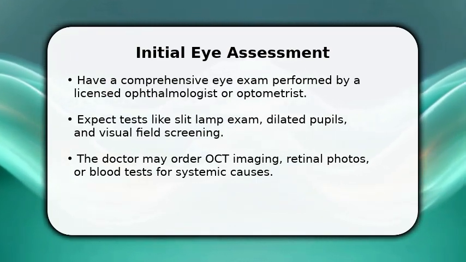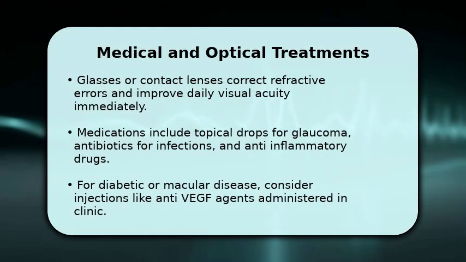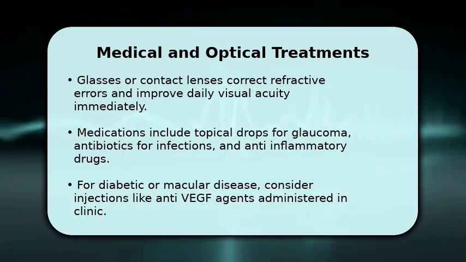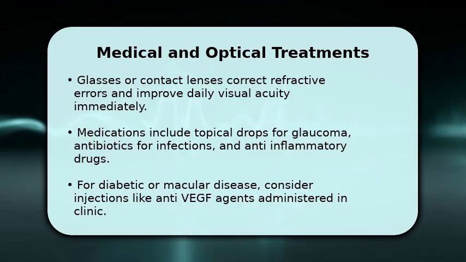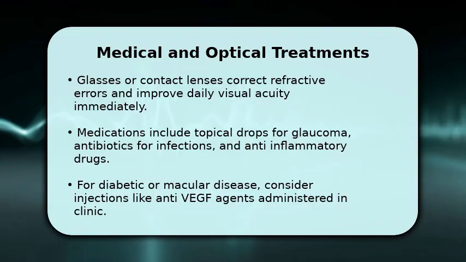After diagnosis, you will begin treatments based on diagnosis, ranging from corrective lenses to prescription medications. Glasses or contact lenses correct refractive errors and improve daily visual acuity immediately. Medications include topical drops for glaucoma, antibiotics for infections, and anti-inflammatory drugs.